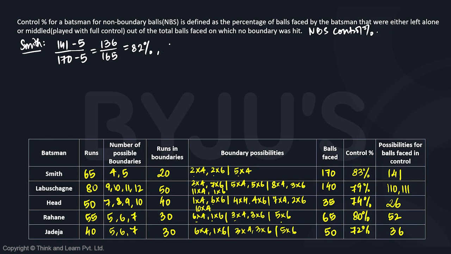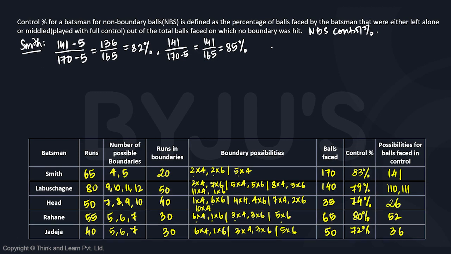Or maybe in all these 141 balls he did not hit any boundary, right? But the number of balls that were left alone or middle, that is played with full control, this is going to be given as 141 upon 165. If we solve this, if we calculate this using a calculator, we will be getting 85%. So we will be needing a calculator in this scenario.